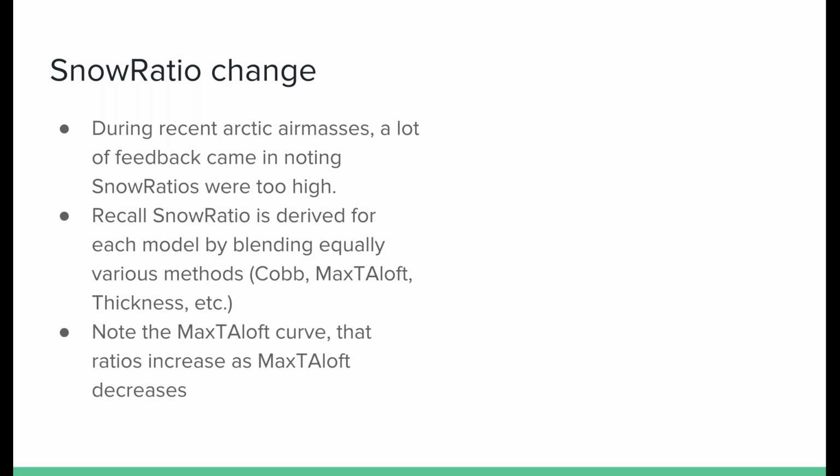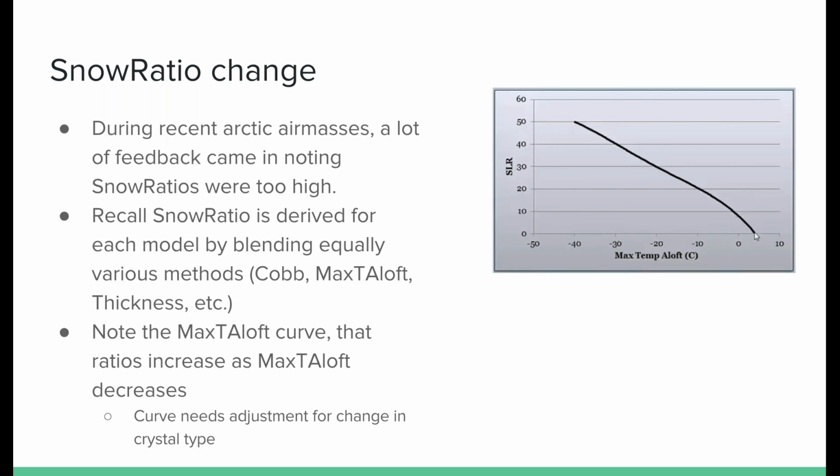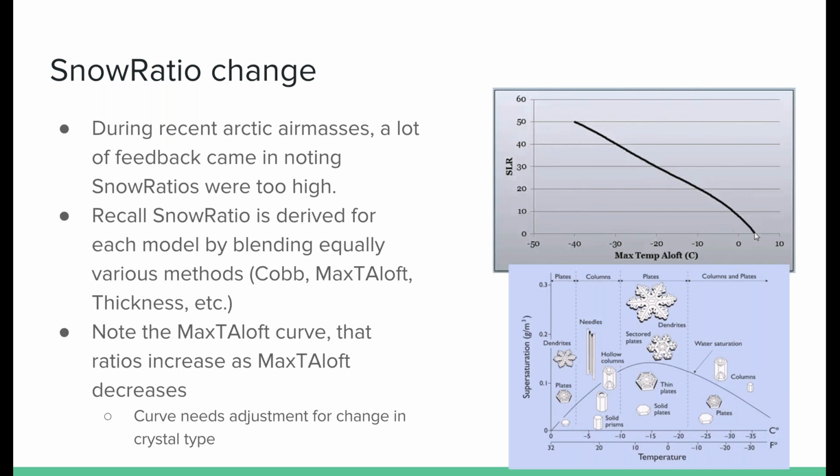That Max T loss method in particular, if you look at the curve I have here on the right, and when it pops up on your screen in a moment, you'll notice that as temperatures decrease, the SnowRatio just keeps going up and up and up. And that is a problem because if you look at a simple chart for your various snow crystal types, you go down to generally a lower SnowRatio environment as you get colder than -20 centigrade.